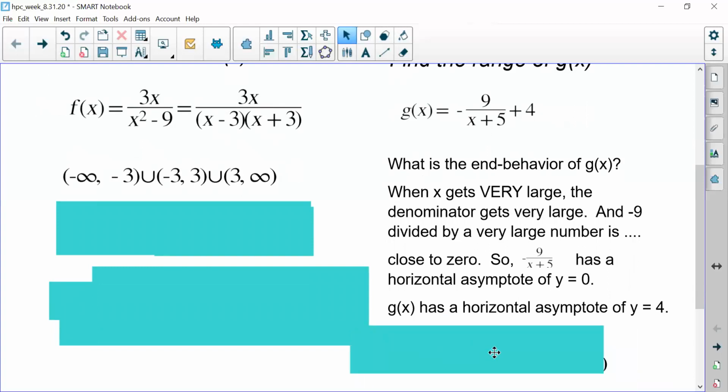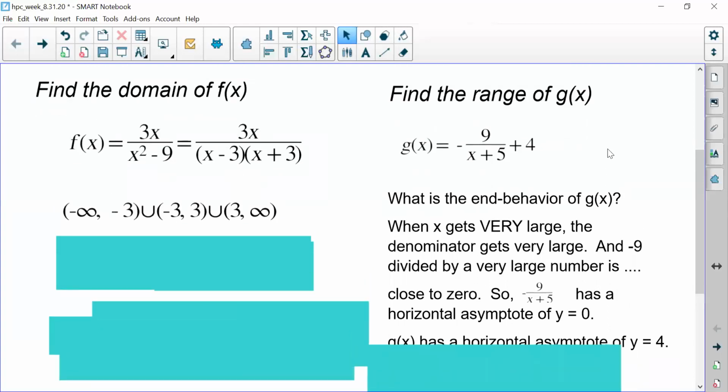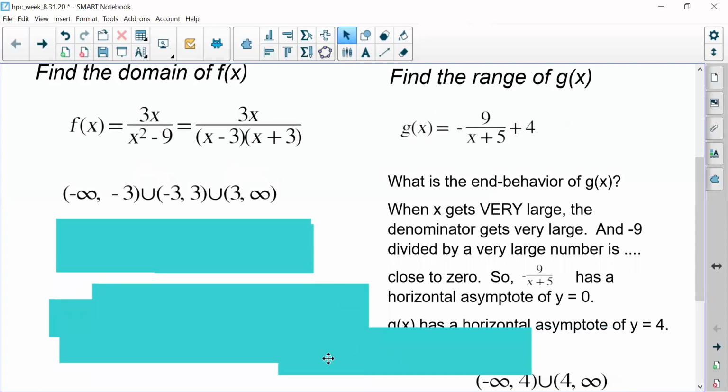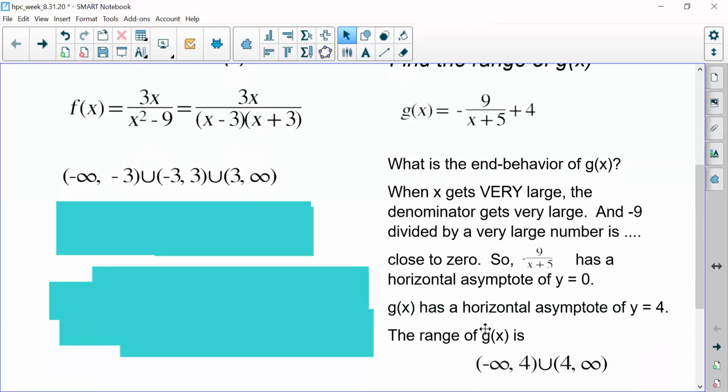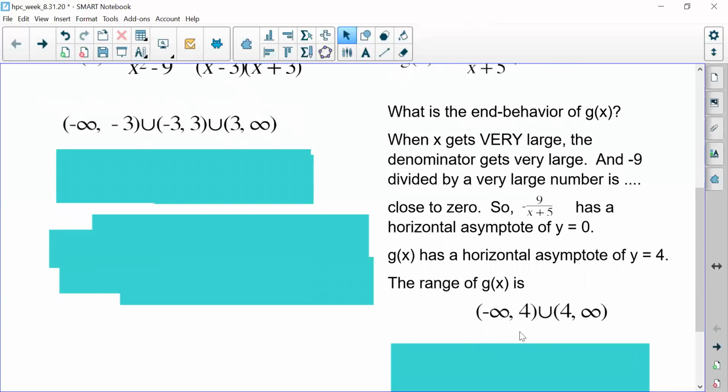And that is the number that is excluded in our range. This function will produce every y value except for 4. So imagine again the number line, and it's every y value except for 4. So everything less than 4 and everything greater than 4.